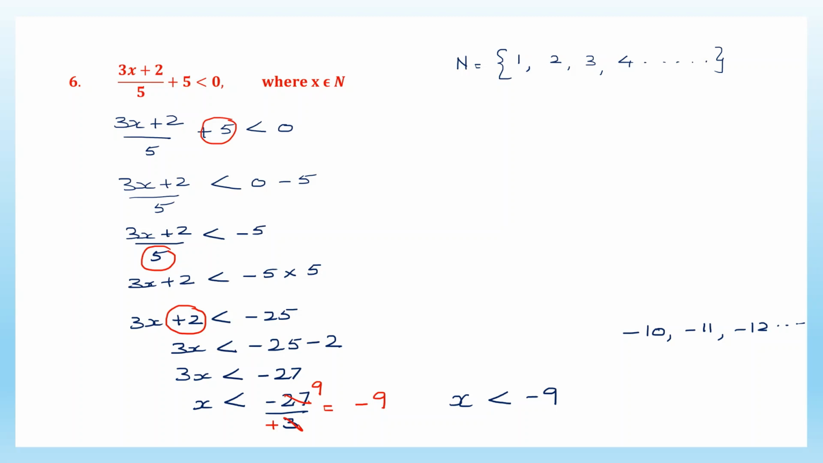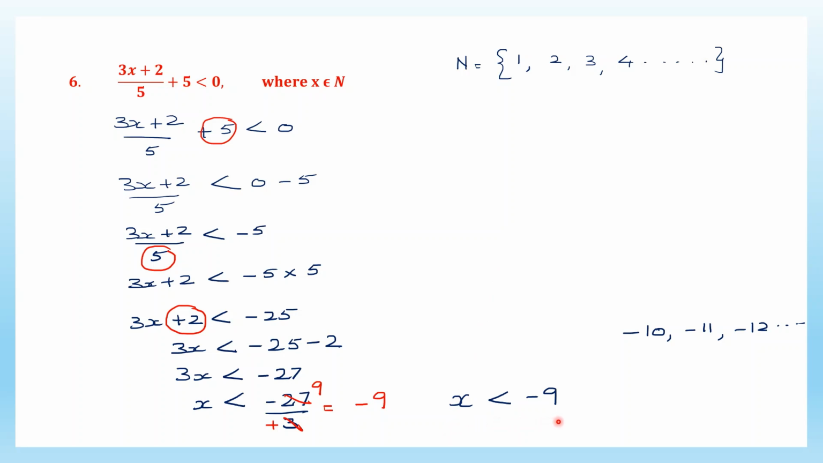But look at the question given. Given to us is x belongs to natural numbers. And natural numbers are all numbers starting from 1. We don't have any negative number here, isn't it? That means x does not have a value. That means there is no solution to this. There is no solution set for this question.